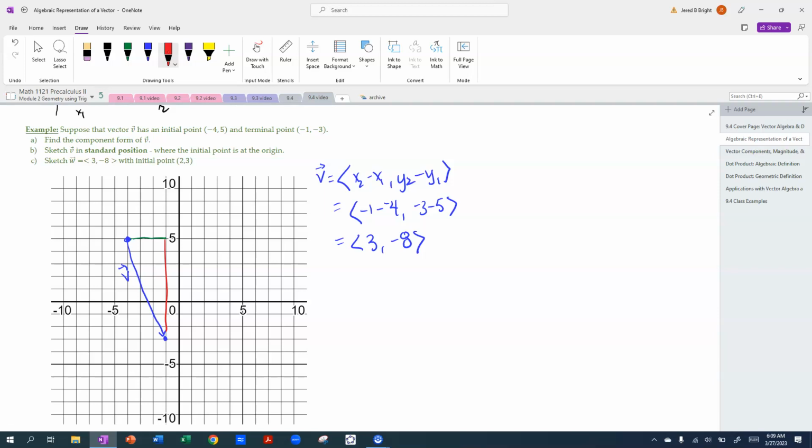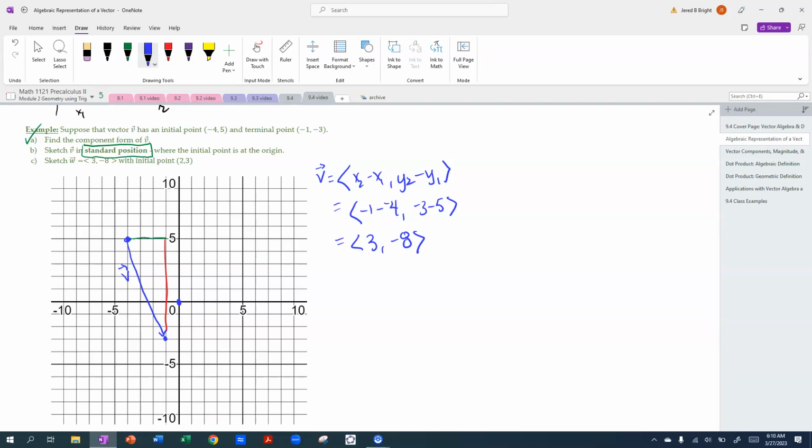Okay, that's fine. So I did A. Now part B. Part B introduces a specific type of language that we are going to see frequently, standard position. It just means that in standard position, we draw the vector so that its initial point is at the origin. So from the origin, let's draw vector v. I have its initial point there, and then I go according to this motion.